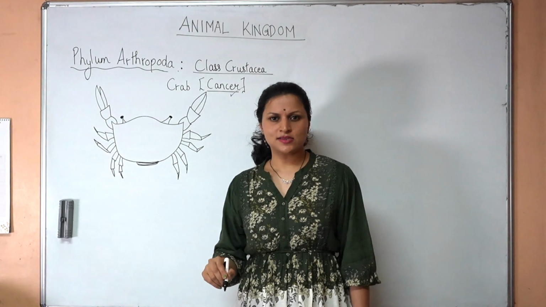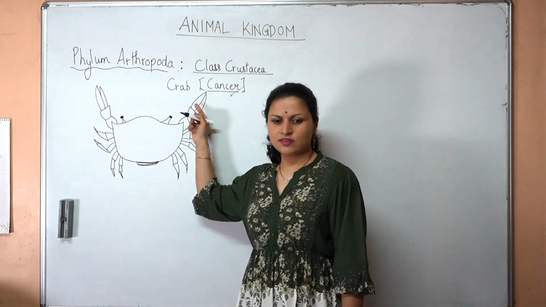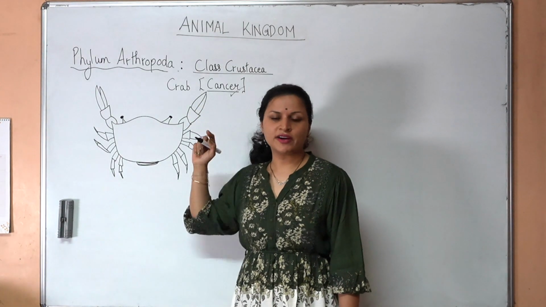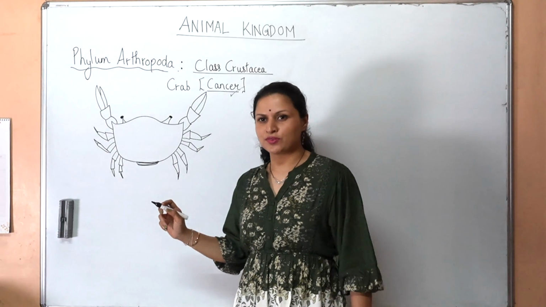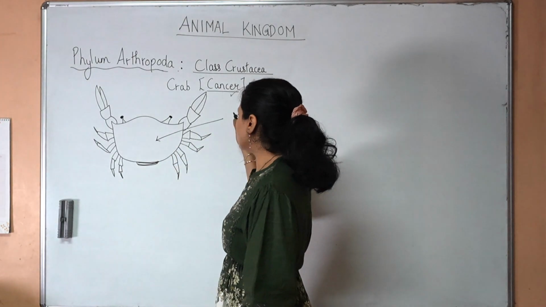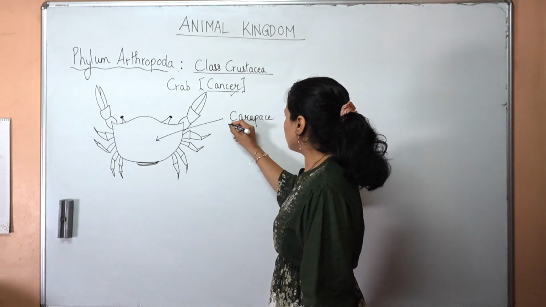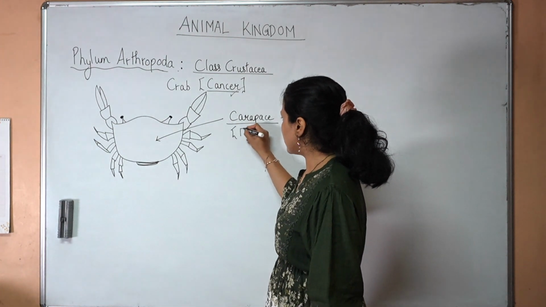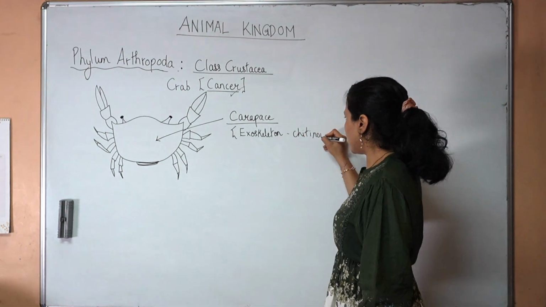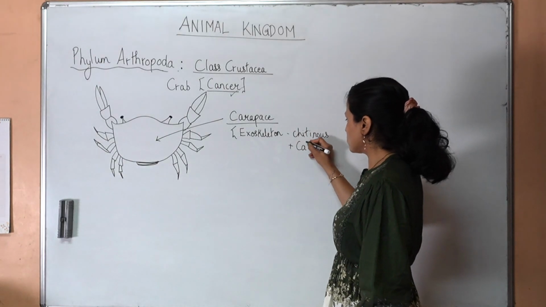Do you know why the disease cancer is called cancer? Named after the scientific name of the crab. Find out why. Write down in the comments if you know. What you see prominently over here is its large carapace. Carapace, as you know, is the exoskeleton, which is chitinous, and it has embedded calcium salts in it.